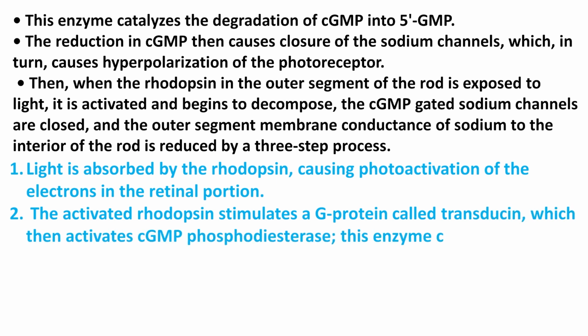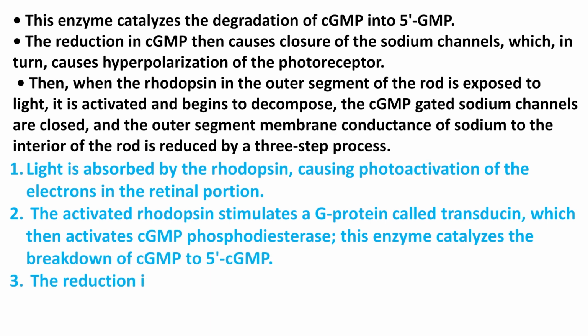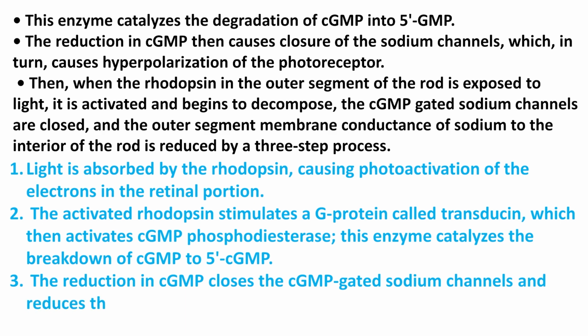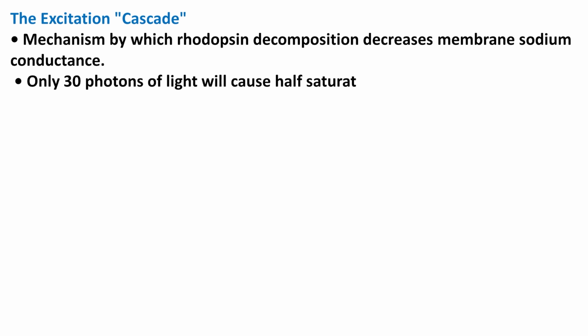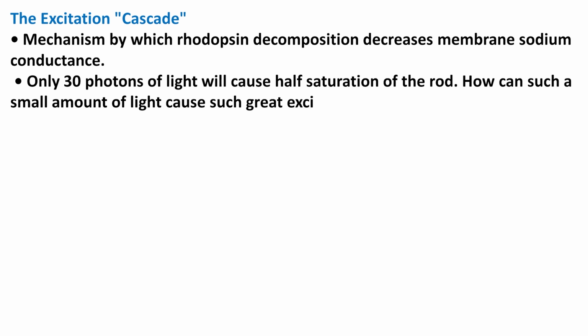This enzyme catalyzes the breakdown of cGMP to 5'-GMP. 3. The reduction in cGMP closes the cGMP-gated sodium channels and reduces the inward sodium current. The excitation cascade mechanism by which rhodopsin decomposition decreases membrane sodium conductance: only 30 photons of light will cause half saturation of the rod. How can such a small amount of light cause such great excitation?